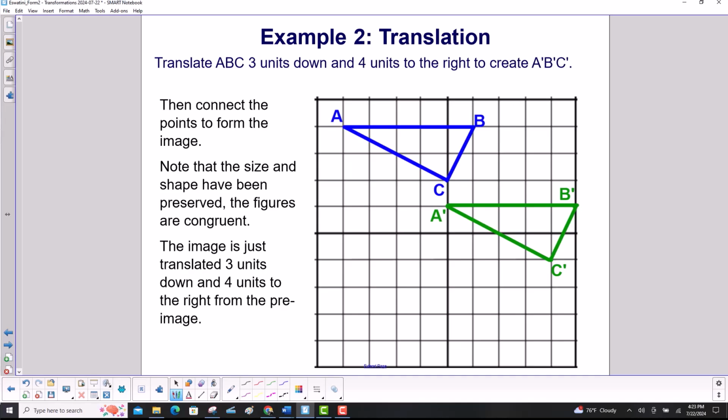The size and shape have been preserved. The figures are congruent. The image is just translated 3 units down and 4 units to the right from the pre-image. So we went from the pre-image to the image.